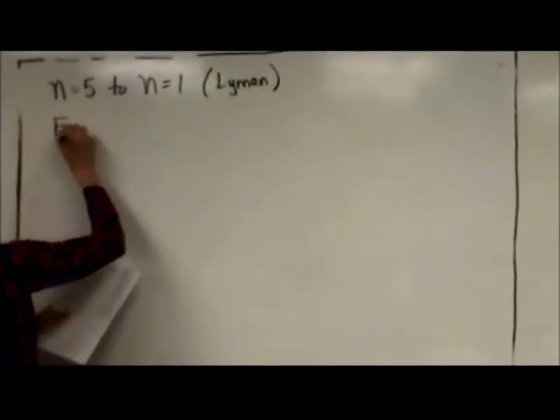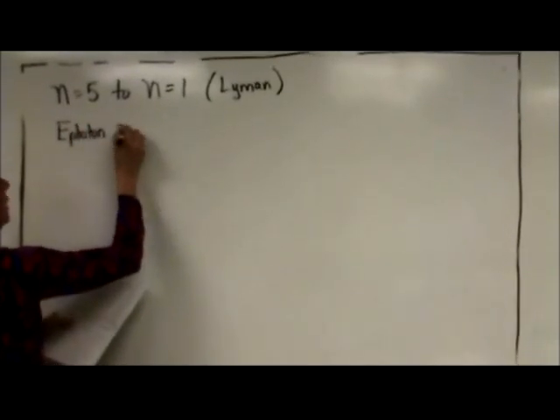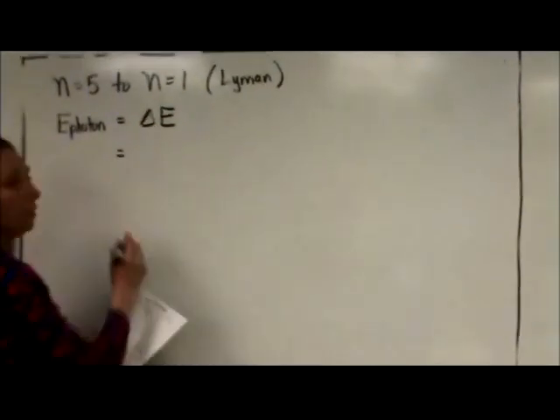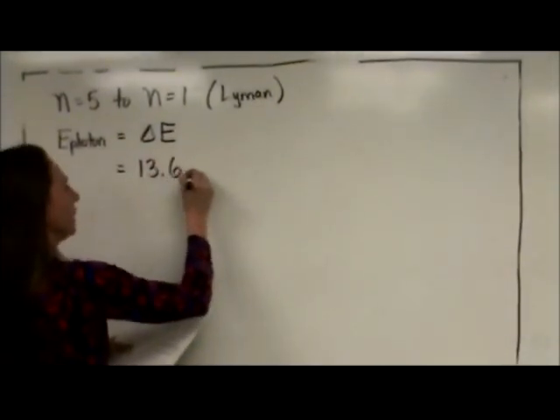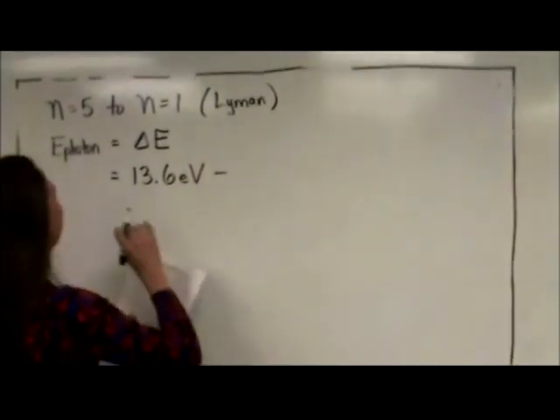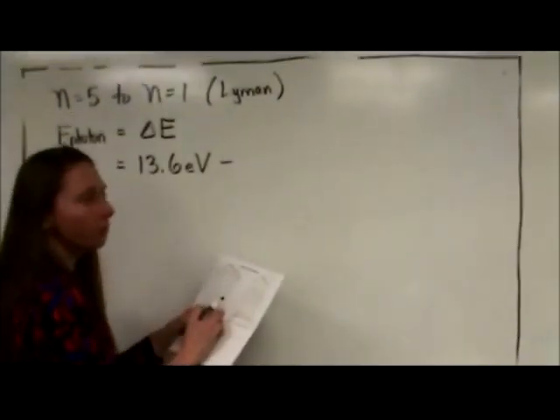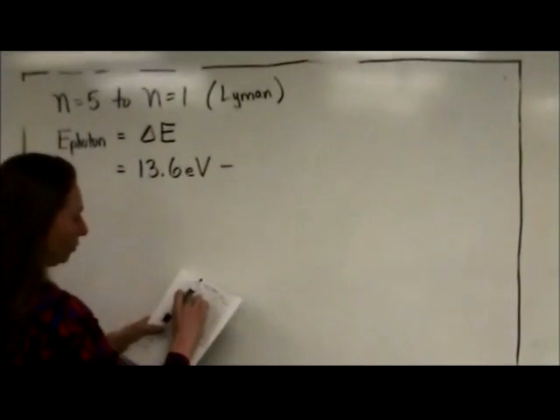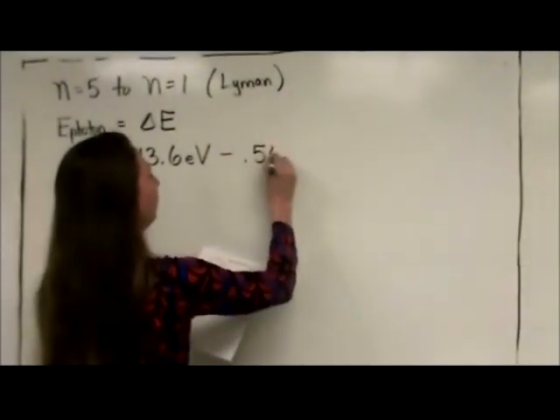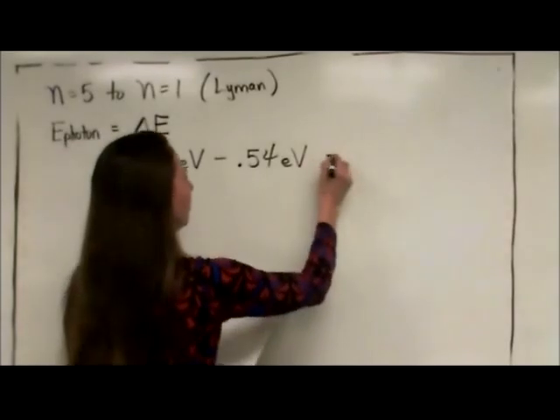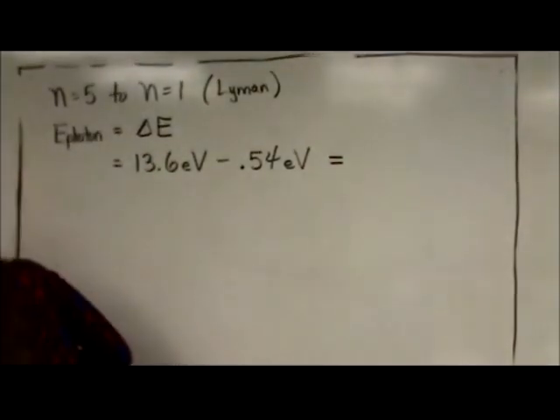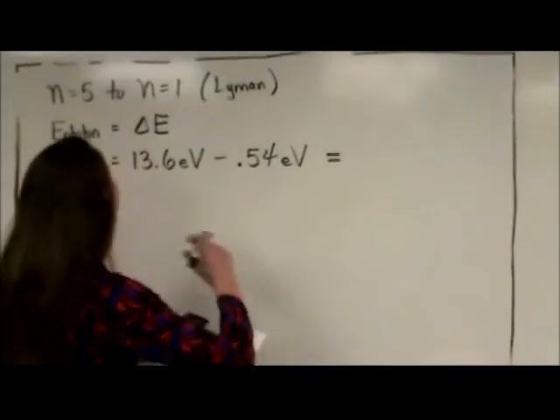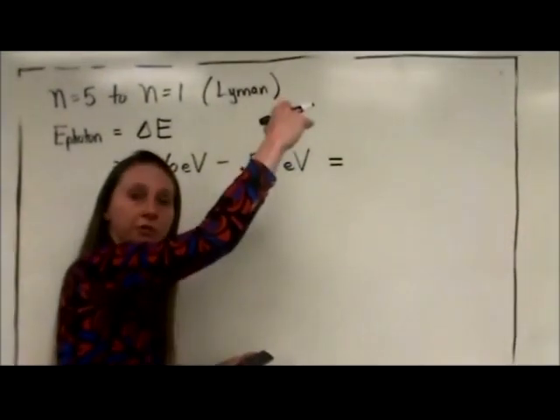So what I'm going to do is find the energy of the photon in electron volts by just finding the change in energy. I'm going to take 13.6 electron volts, which is for n equals 1, and subtract from that the 0.54 electron volts for the n equals 5. I'm just subtracting the smaller number from the larger number. So what's the difference in electron volts when an electron falls from n equals 5 to n equals 1?